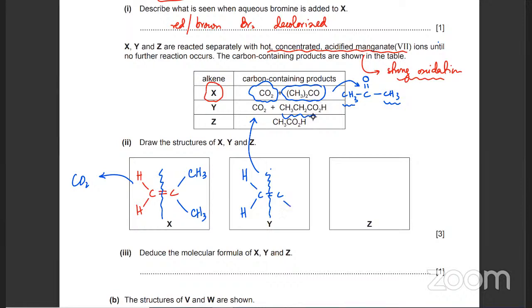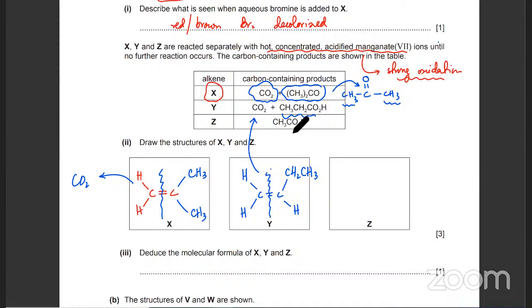So one side is going to be an H, and the other side will have all the carbon atoms. So that's 1, 2, 3. So you got 1, 2, and 3 carbon atoms. So CH3, CH2, and this carbon will turn into a carboxylic acid. So that's the second one.